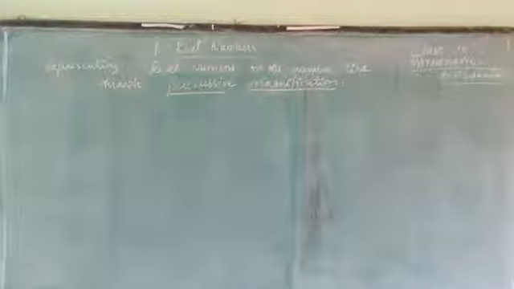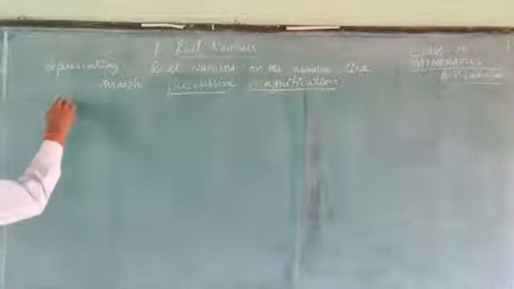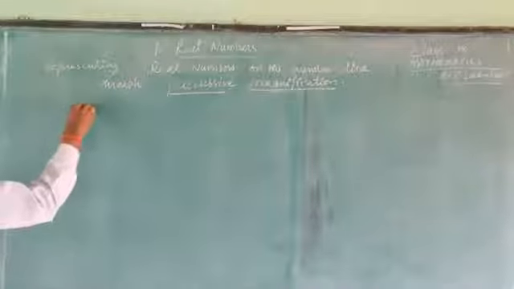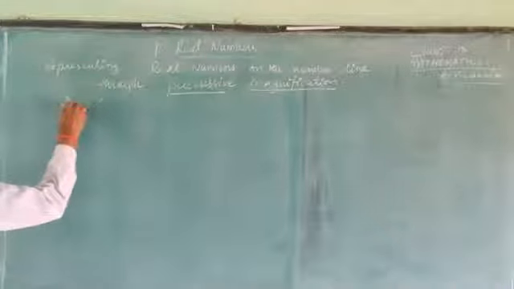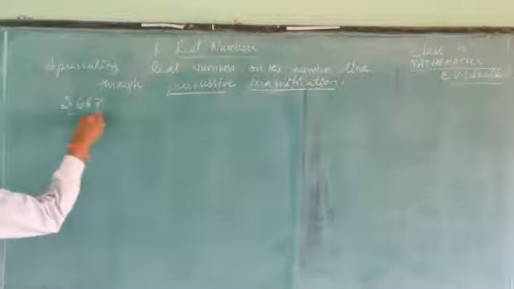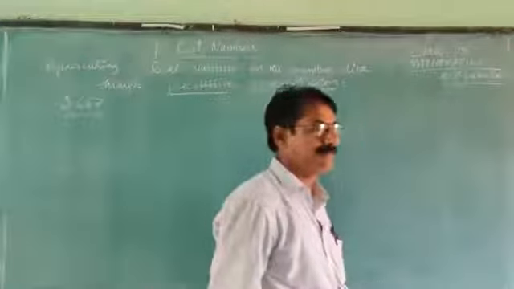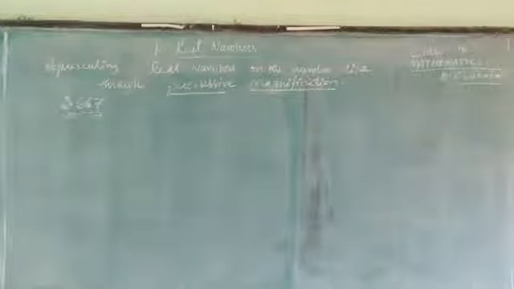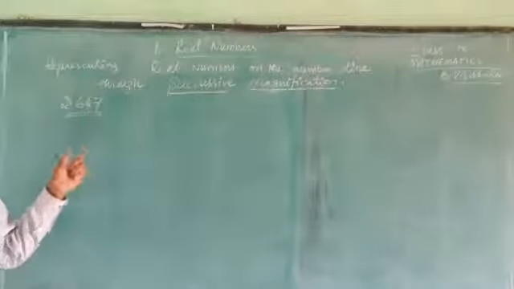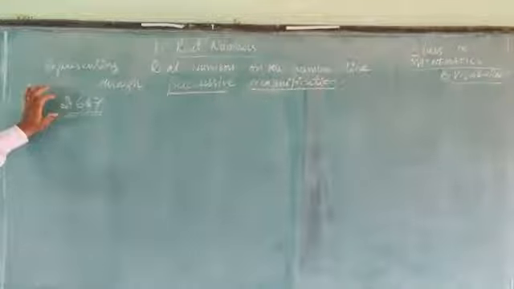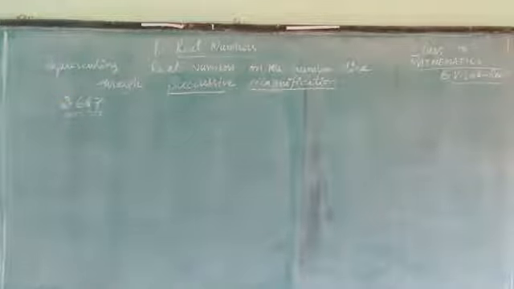Suppose we want to locate 2.667. It is one of the terminating numbers. How to locate this terminating decimal number on the number line?